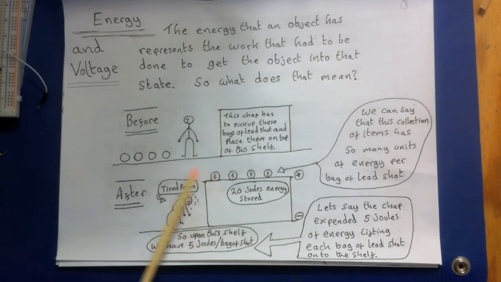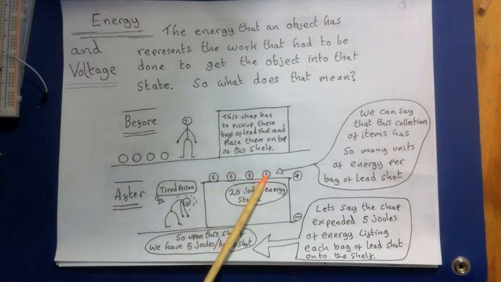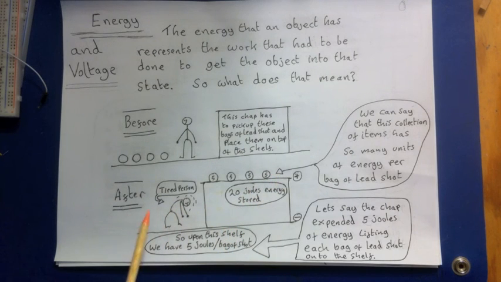So for all of these bags, there's 5 joules he used to pick that one up, 5 joules to get that one on the shelf, that one 5 joules, and that one 5 joules. So on this shelf we've got the potential of 20 joules of energy. If each of those lead shot bags dropped off that shelf, they'd each release 5 joules, the amount that he put in. And you can imagine if they all dropped off at the same time, that would be 20 joules of energy released quite quickly.